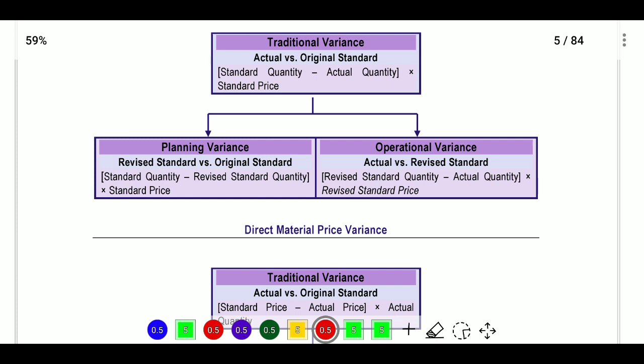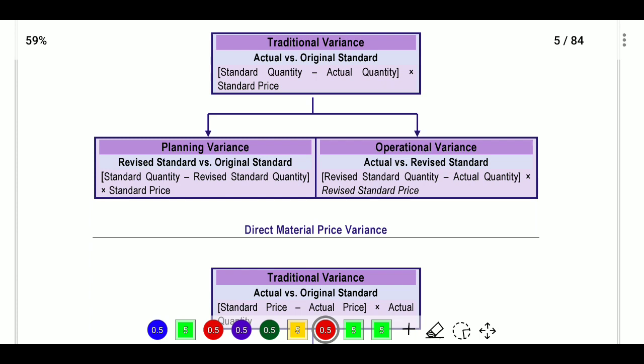Planning variance means we will see both the standards, both the budgets. One is the original budget and another is the revised budget. That is original standard and revised standard. That is planning variance. For operational variance we will see the actual and the revised standard. This is the case. Next, we have formulas for that.